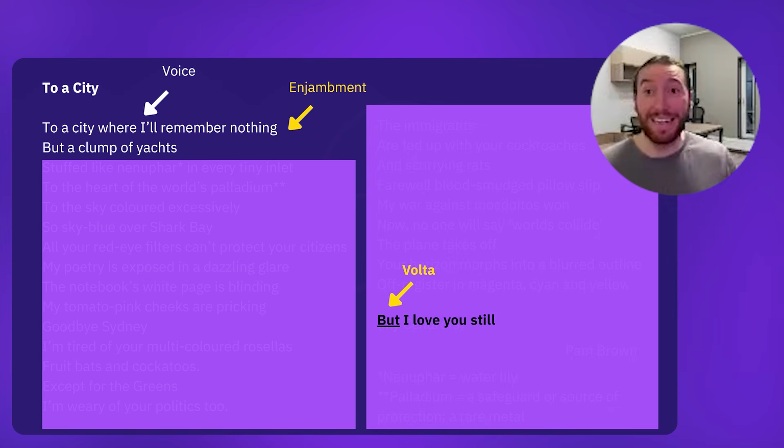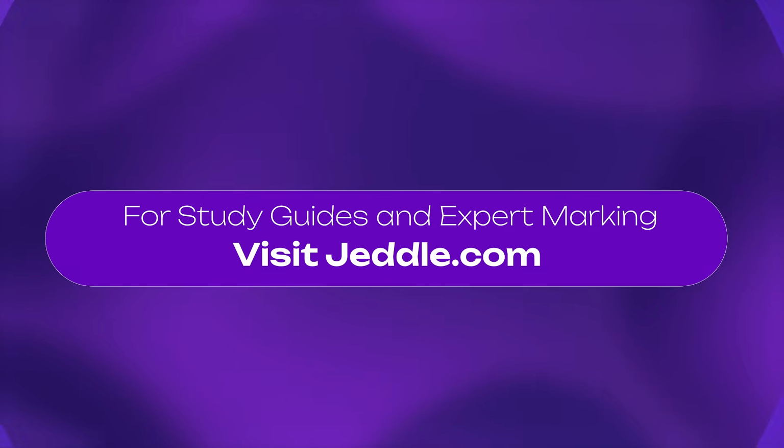Great. That's how you can find techniques. Remember, don't worry if you can't understand the whole text. Zoom in on lines that you do understand. Find a technique, link it to the question in the way that we practiced.